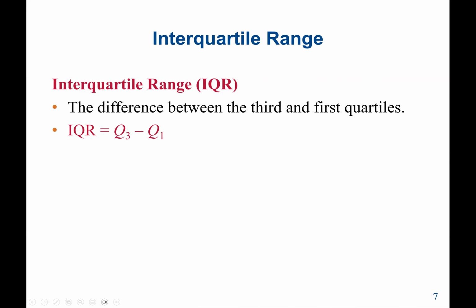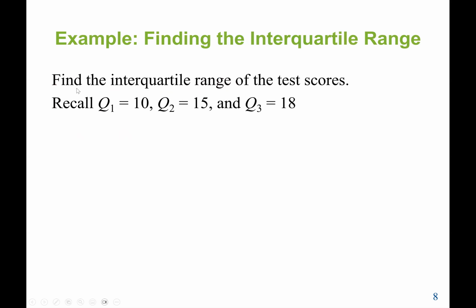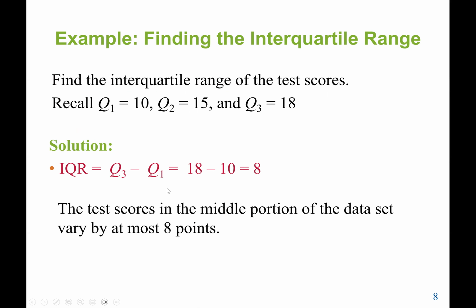Then the upper half, which will be on the right side of the middle value. The middle again will give us Q3. So to find the interquartile range, we know Q3 and we know Q1, and the difference will give us the answer. For example, here they told us to find the interquartile range of the test scores. We know Q1 is 10, Q2 was 15, and Q3 was 18. So the interquartile range will be 18 minus 10, which gives us 8.